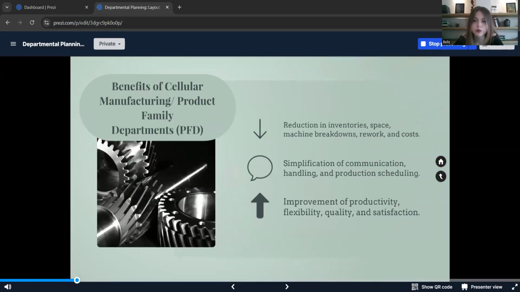Cellular manufacturing brings major benefits: reduced inventories, less space, fewer machine breakdowns, less rework, and lower cost. It also simplifies communication, material handling, and production scheduling, and it improves productivity, flexibility, quality, and work satisfaction.